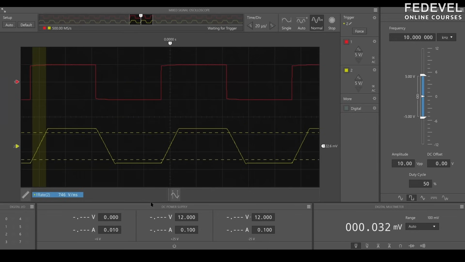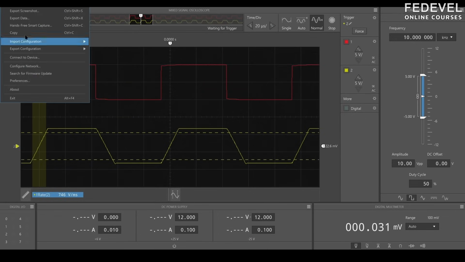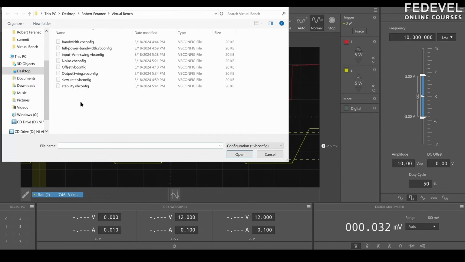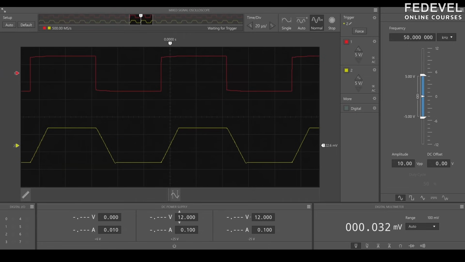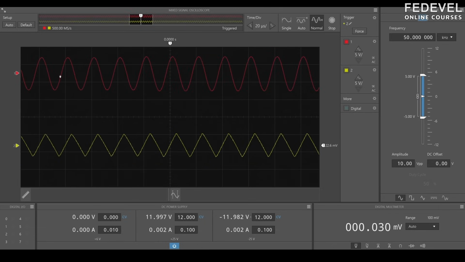So I'm loading my slew rate test. Wait, did I load the right one? Hold on. Import configuration from computer. Full power bandwidth is what I wanted to open. Okay, so I'll put on my power and my signal generator, and you can see the input signal looks like a sine wave, but the output signal looks like a triangle wave.